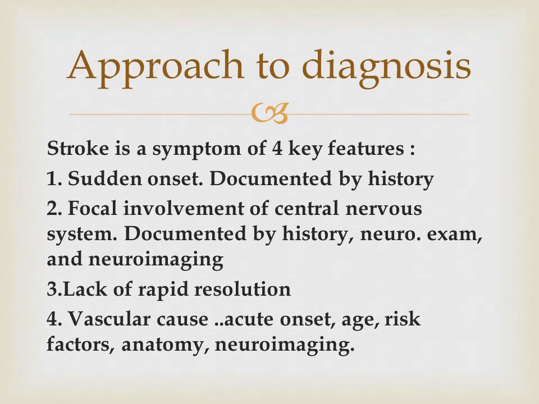Second feature is focal involvement of the central nervous system, documented by history, neurological examination, and neuroimaging. Third, lack of rapid resolution. And fourth, vascular cause. We know it is a vascular cause from its acute onset and from the age, risk factors, anatomy, and neuroimaging.